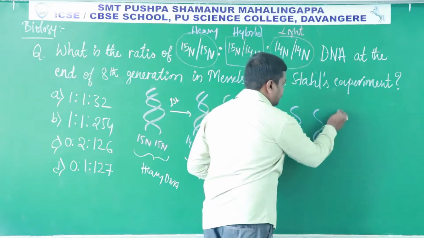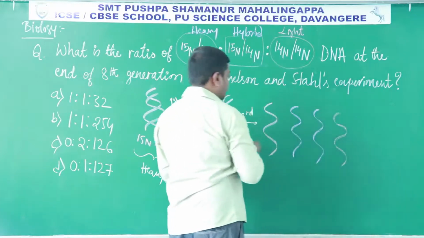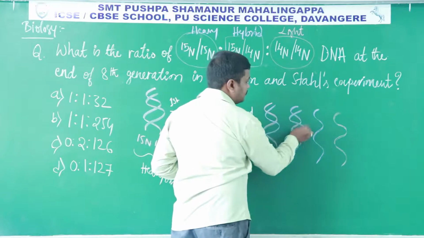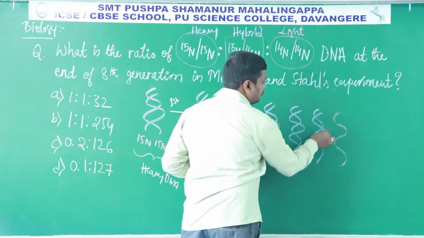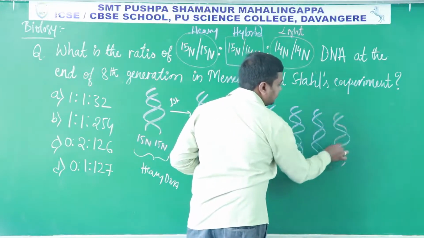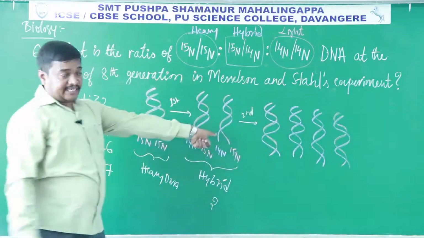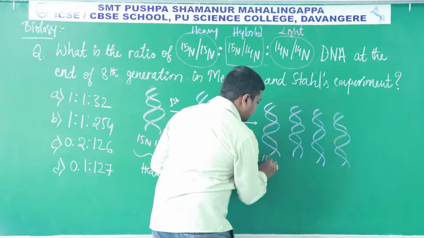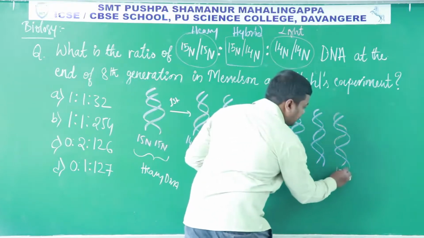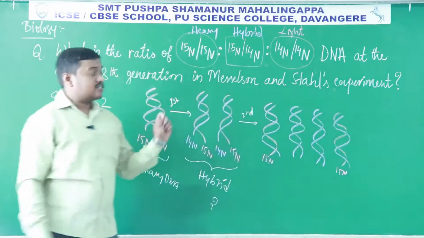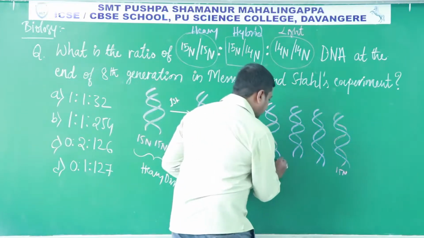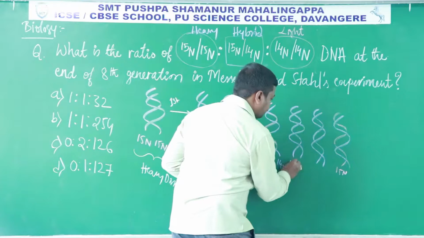Again, a new strand is going to be synthesized. So the new strand again contains 14N, like this. At the end of the second generation, how many are 14N and 15N? Let's see, only 2 DNA contain a strand with 15N, and all the remaining have 14N.